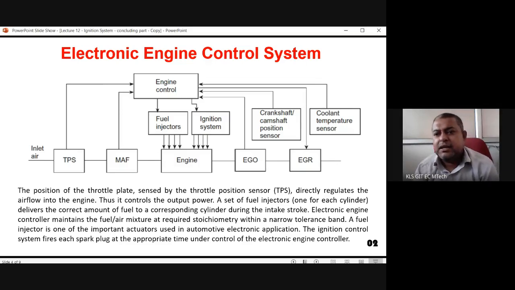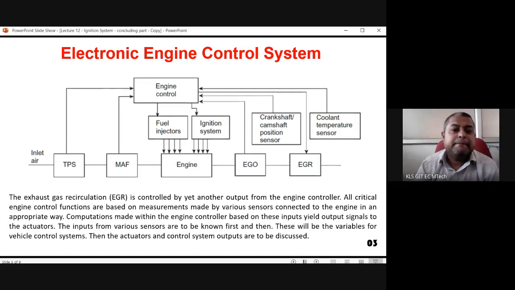What I request you to do is please go through the videos of the ignition system, the extra videos that I have uploaded from YouTube. Then you will understand what the job of the ignition coil, distributor, spark plug, and all is. That understanding is very much required.